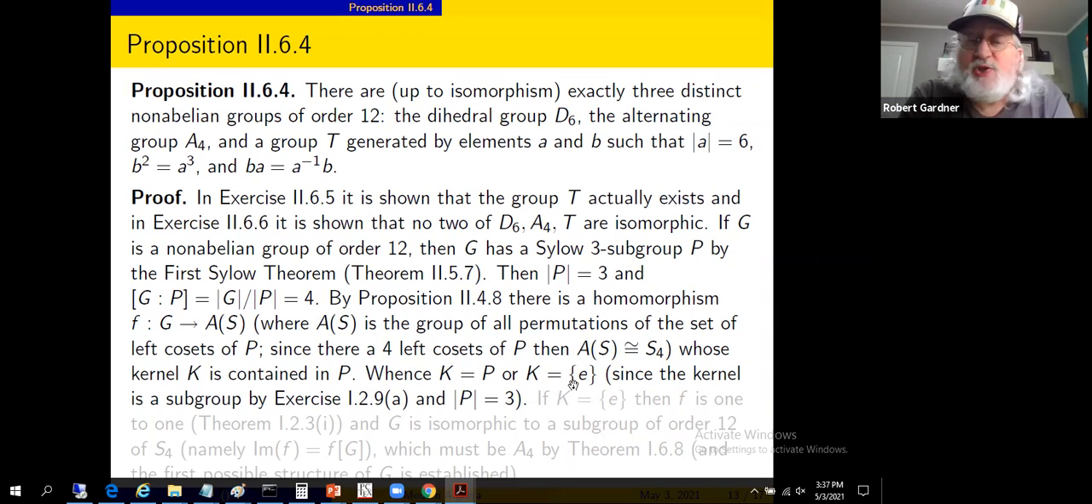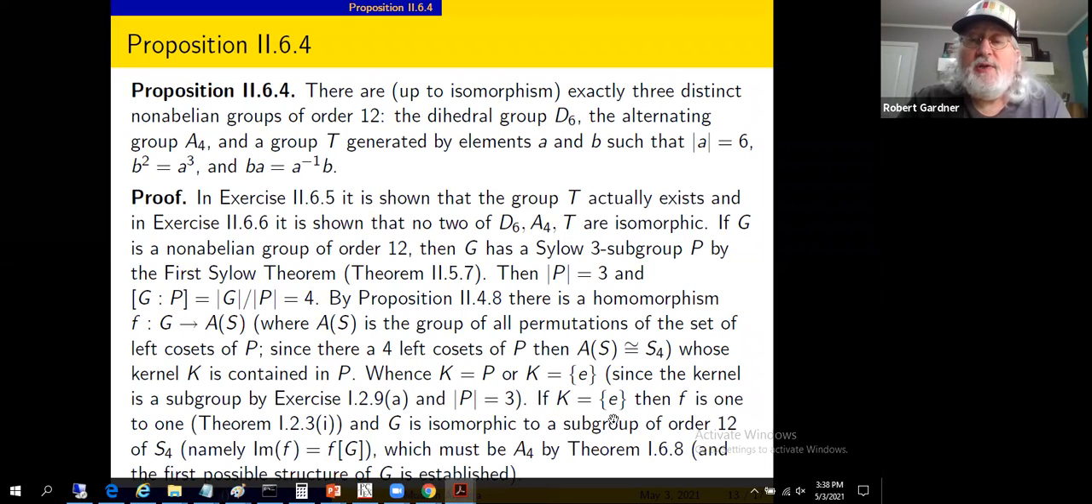So far, everything's been general. And if you've got any non-abelian group of order 12, then we get to this stage here. We're going to take one of these pieces of information and show that implies G must be one of these non-abelian groups. And we'll take the other piece of information and show that under that condition, G must be one of these other 2 groups. But we get the situation where the kernel of that homomorphism is either P or the trivial group.